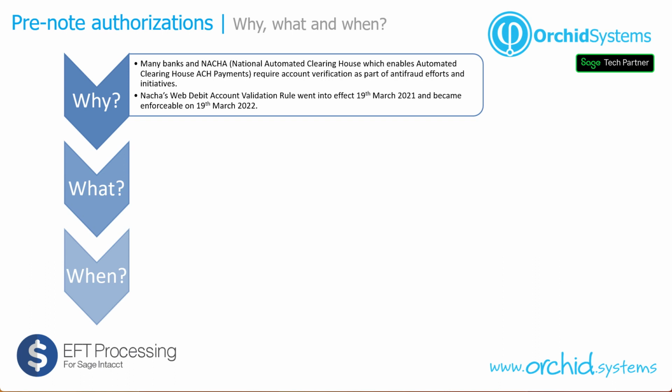Many banks and also the NACHA, the National Automated Clearing House, which enables automated clearinghouse or ACH payments, require account verification as part of the anti-fraud efforts and initiatives. NACHA's web debit account validation rule went into effect on the 19th of March 2021 and became enforceable on the 19th of March 2022. And many other financial institutions have implemented similar rules.